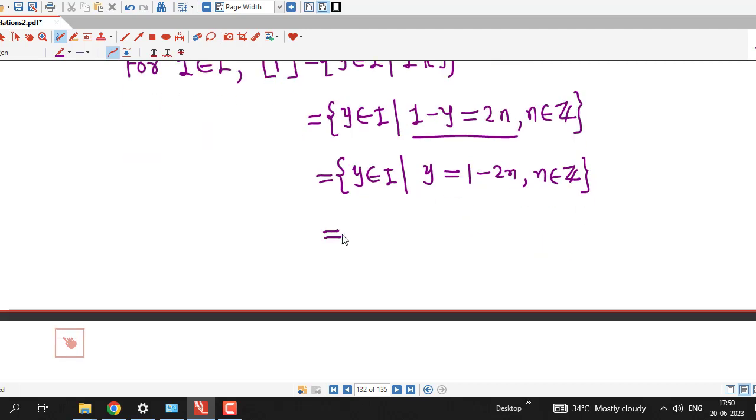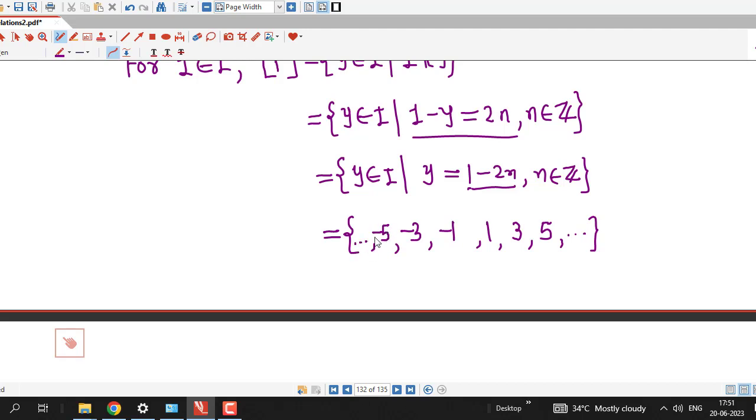Now if I take n equal to 0, I will have y equal to 1. If I take n equal to minus 1, I will have 1 minus 2 into minus 1, that is 3. If I take n equal to minus 2, I will have 1 plus 4, that is 5. And this will continue on this side. If I take n equal to 1, then I will have 1 minus 2, that is minus 1. For n equal to 2, I will have 1 minus 4, that is minus 3. And for n equal to 3, I will have 1 minus 6, that is minus 5.